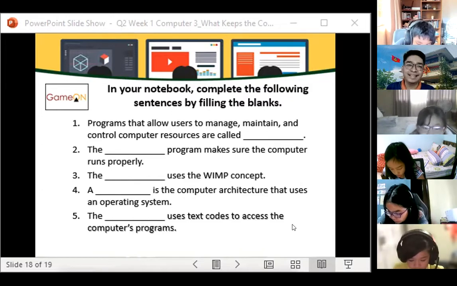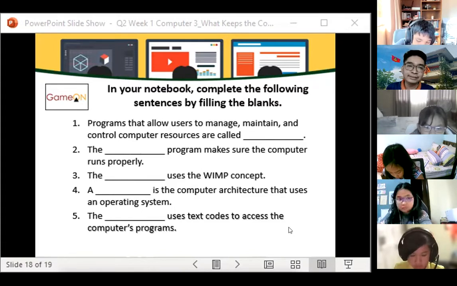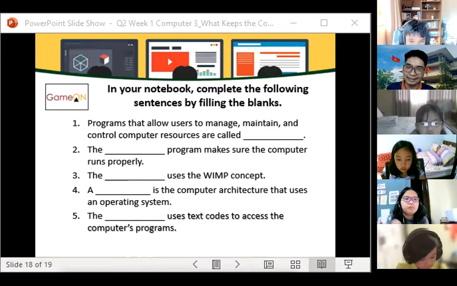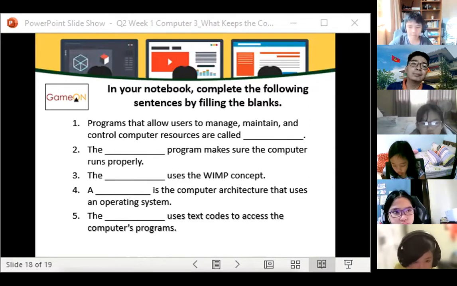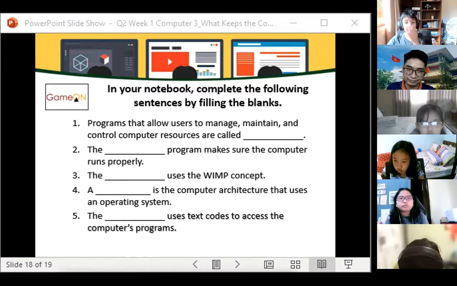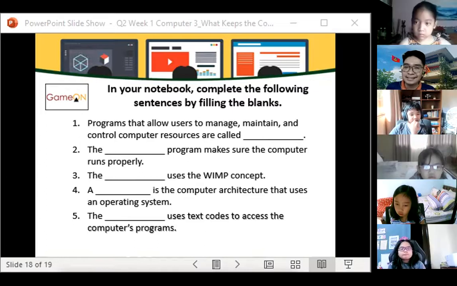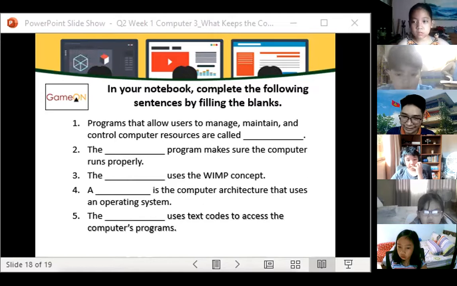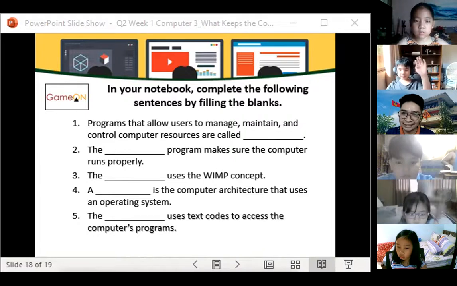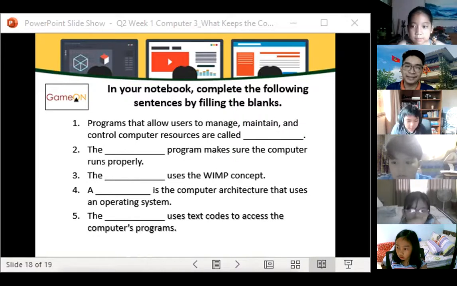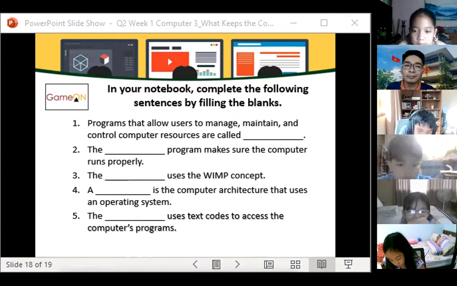Next. The blank uses the windows concept. Clue. It is one of the types of the operating system. It's the most common one na almost every computer user is using nowadays. Yes, Lovely, what is that? Graphics-based operating system. Very good. It's the graphic-based operating system.